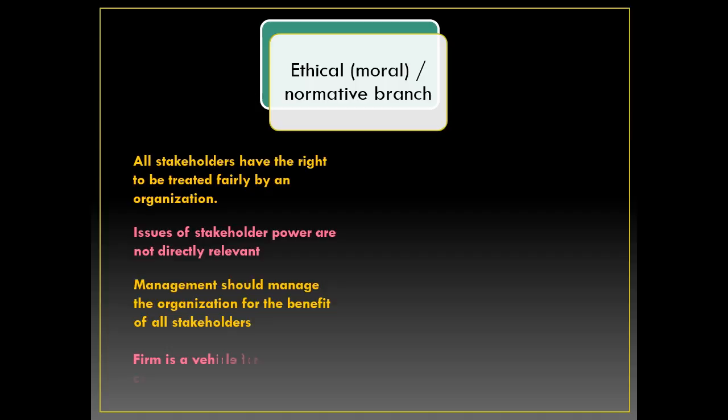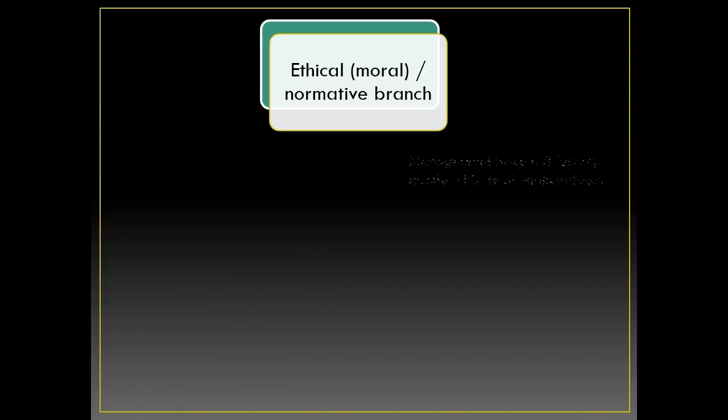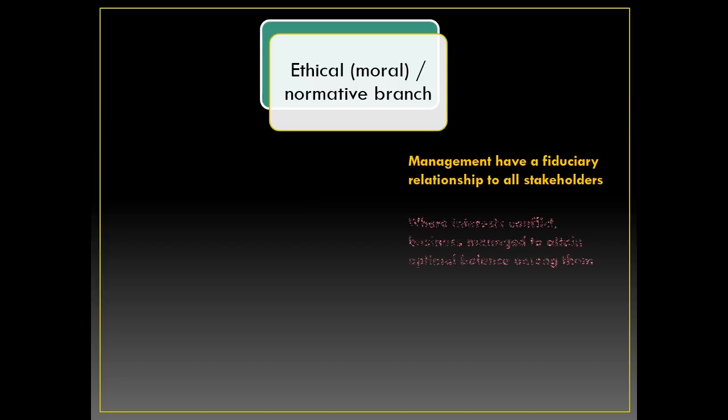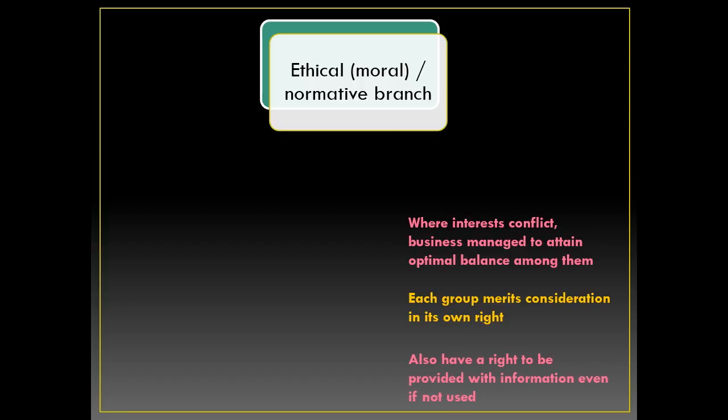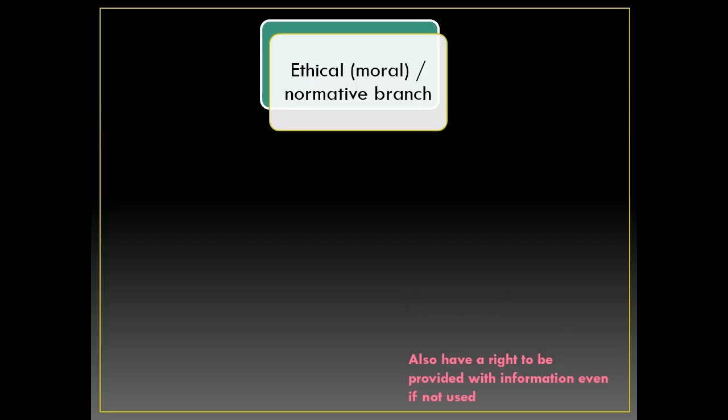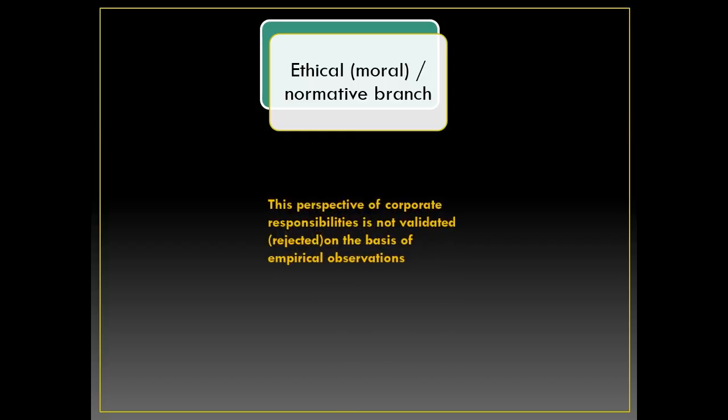The firm is a vehicle for coordinating stakeholder interests. Meanwhile, management has a fiduciary relationship to all stakeholders. Where interests conflict, business managers attain an optimal balance among them. However, each group merits consideration in its own right. The ethical branch also holds that stakeholders have a right to be provided with information even if not used. This perspective of corporate responsibilities is not validated or rejected on the basis of empirical observations.